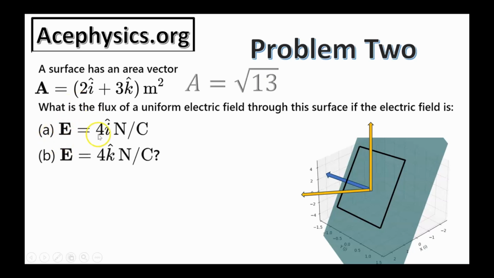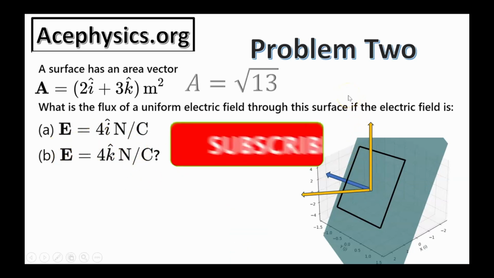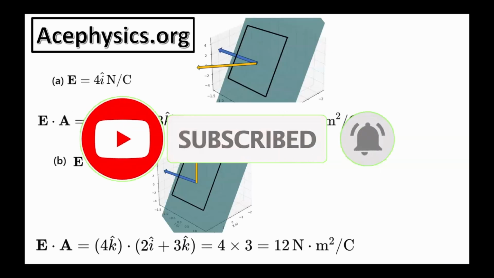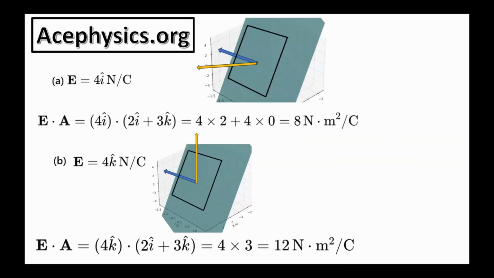In case A, the electric field has a magnitude of 4 and is in the x direction, and in case B, the electric field has the same magnitude of 4, but now it points in the z direction. This is a straightforward case. No complicated integrations needed. To calculate the flux, you take the perpendicular component of the field and multiply it by the area, which is elegantly achieved through the dot product of the field vector and the area vector.